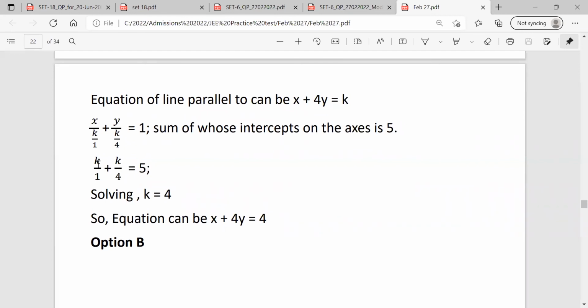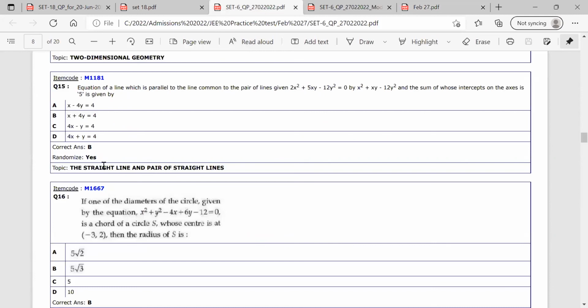So what will be the value of k? The value of k will be 4. So we have the equation x plus 4y is equal to k, that is, x plus 4y is equal to 4. So we have solved for k and found the equation: x plus 4y equal to 4. So option B is the correct answer for this question. I hope we can move to the next question.